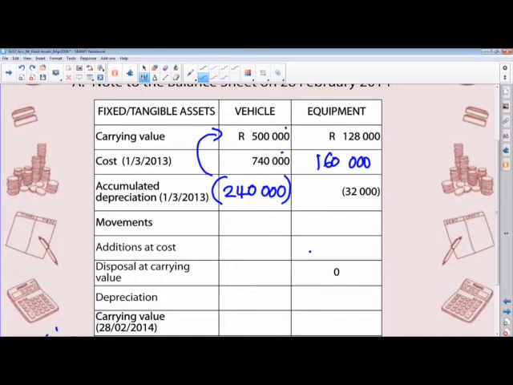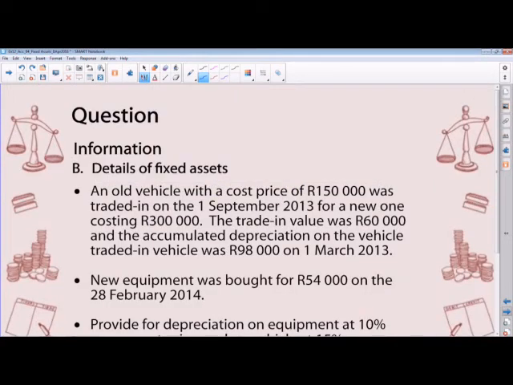Okay, now there's the information. It says there, details of fixed assets. An old vehicle with a cost price of 150,000 Rand was traded in on the 1st of September 2013 for a new one costing 300,000 Rand. The trade-in value was 60,000 and the accumulated depreciation on the vehicle traded in was 98,000 Rand at the beginning of the financial year.